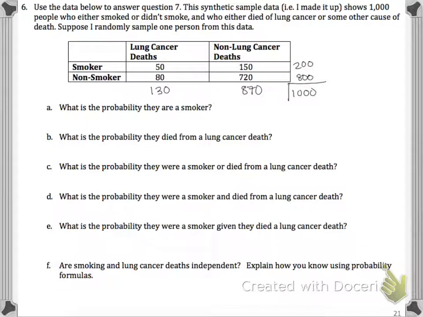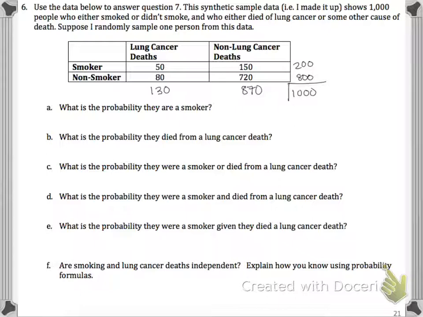Okay, we're going to keep doing the Unit 2 review. This is page 21, number 6. It's a contingency table, and I already found the totals. So if you haven't done that yet, go ahead and pause the video and make sure my totals match yours. If this was the exam, there would already be totals on the page.